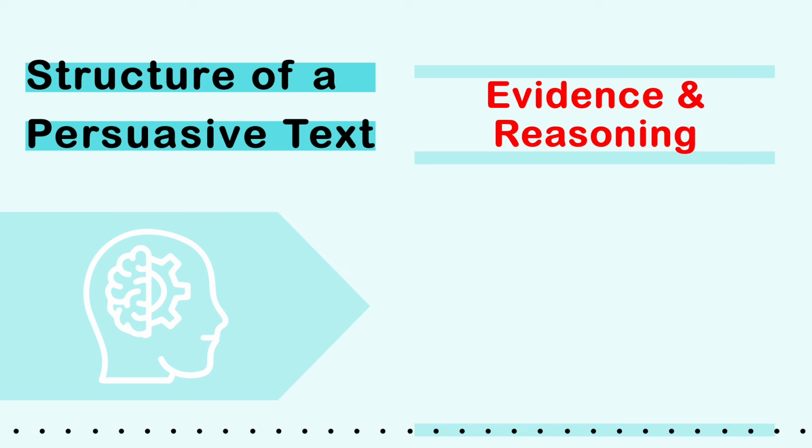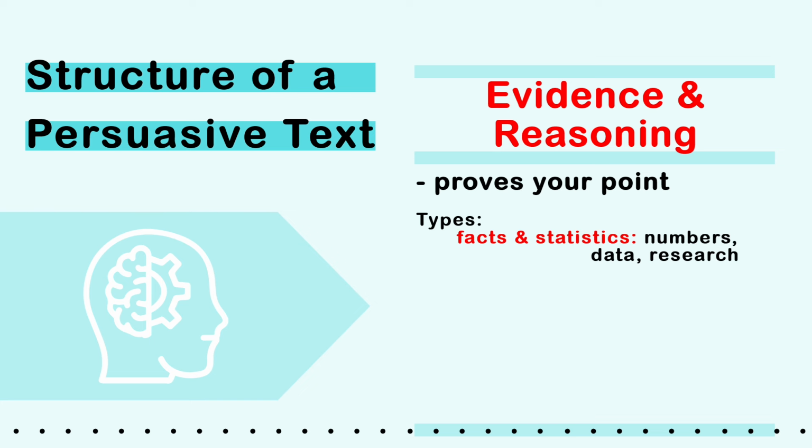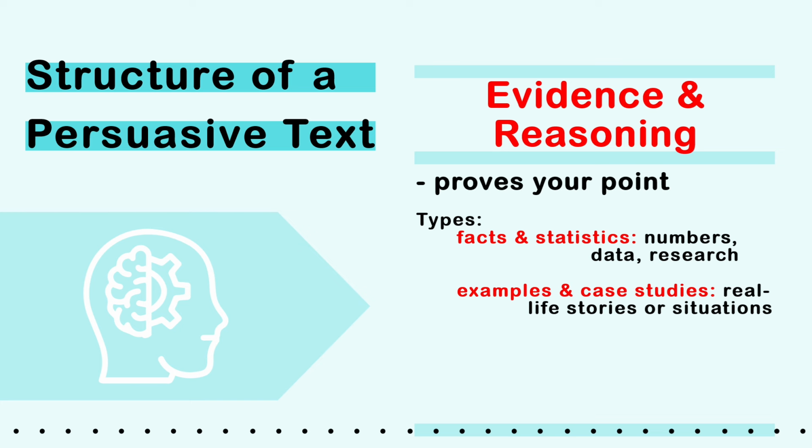The third is evidence and reasoning. Its purpose is to prove your point using logic and credibility. There are a few types of evidence, starting with facts and statistics. These are numbers, data, and research. Next are examples and case studies. These are real life stories or situations. Then, expert opinions or quotes from credible people.